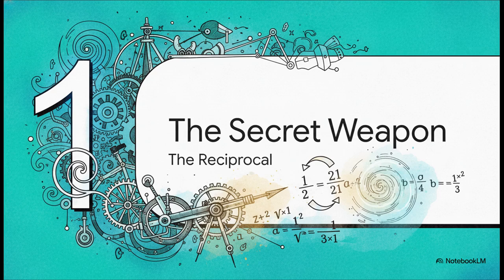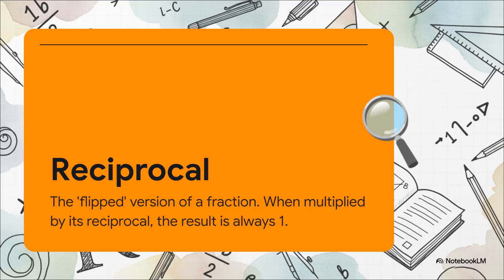And that brings us to the hero of our story today. So let's meet our secret weapon, the reciprocal. This one simple idea is going to make these equations, well, kind of fun, actually. So what exactly is a reciprocal? It's super simple. It's just the flipped version of a fraction. So the reciprocal of 2/3 is 3/2. And here's the magic trick. When you multiply any fraction by its reciprocal, the answer is always 1. And that little piece of magic, it's the key to this whole thing.